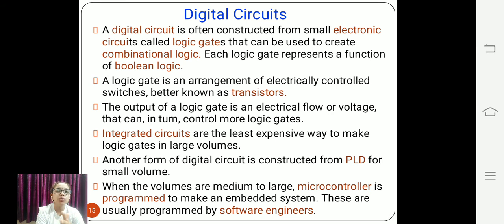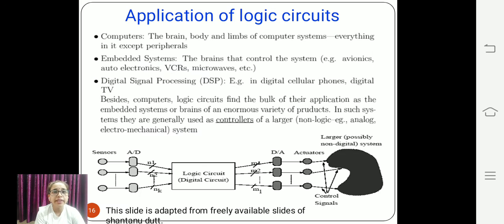Basically we already know that there are two engineering fields. One is hardware, another is software. The IC is designed by a hardware engineer, and its running condition, or its programming concept, is considered software engineering. Then the application of logic gates.